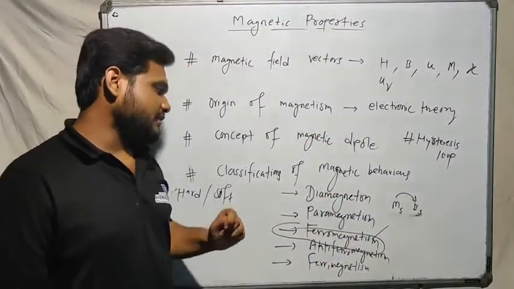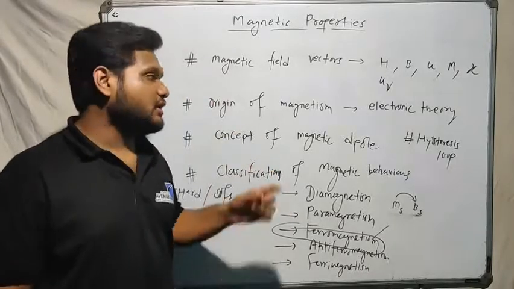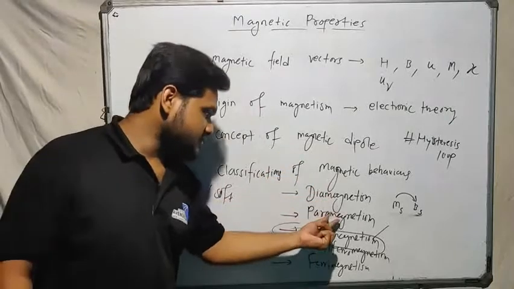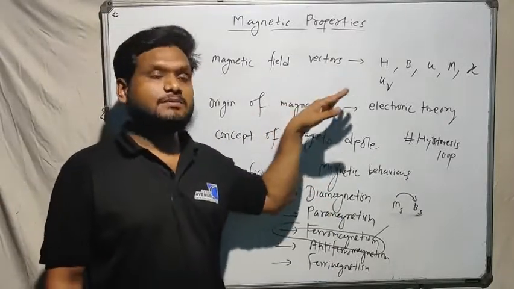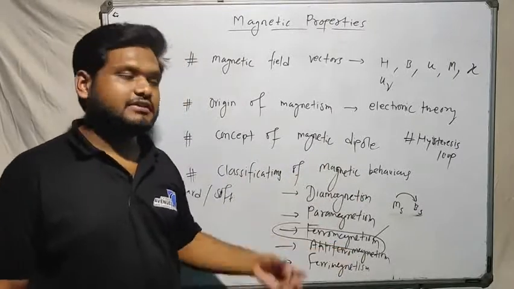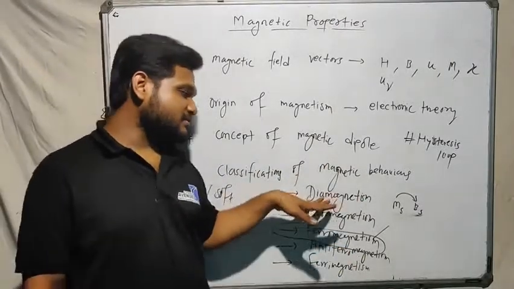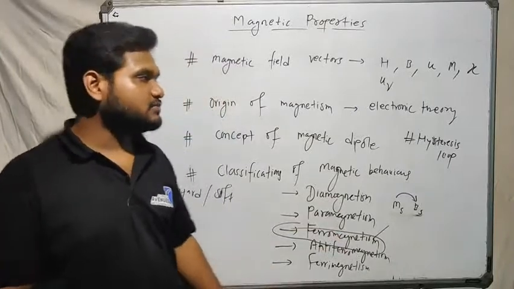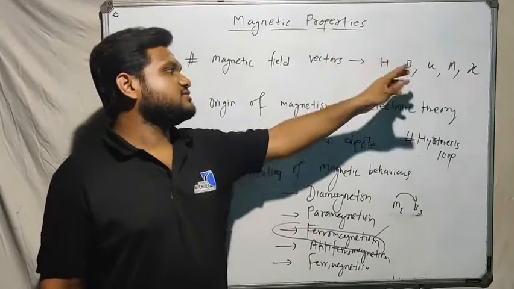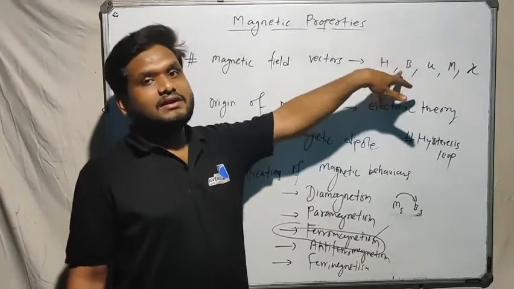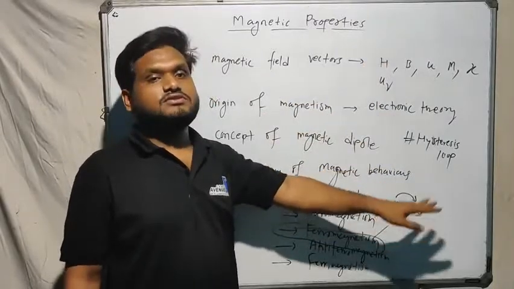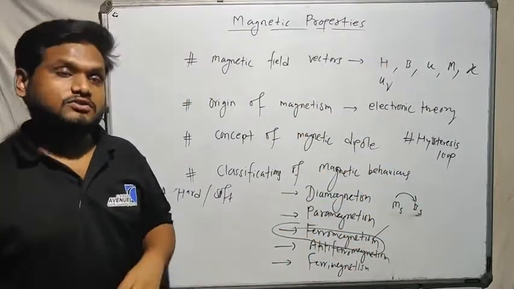Another thing which is important for GATE is examples. They can give you a match-the-following type question. On the left hand side they will write the name, on the right hand side they will write the example, like copper is what, whether it is ferro, dia, or para. So you have to remember the examples of all of these, which are very important. You will also have to remember the numerical formulas which will help you calculate these values if a numerical question is asked.